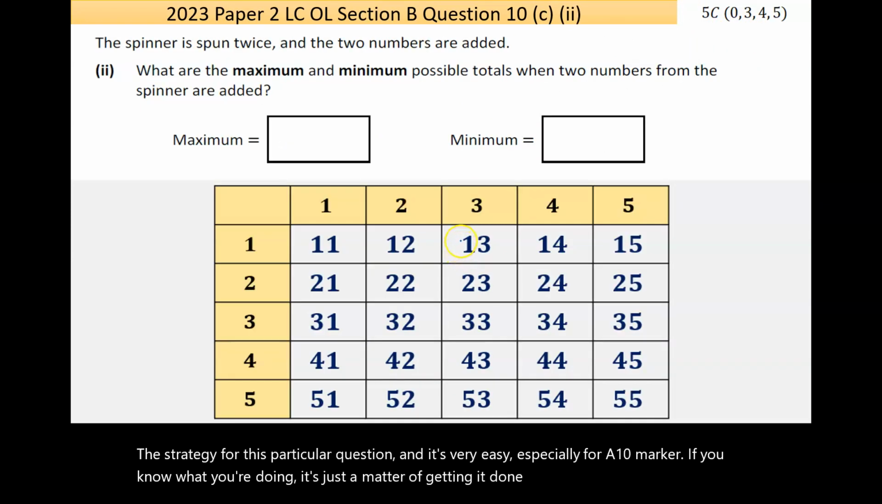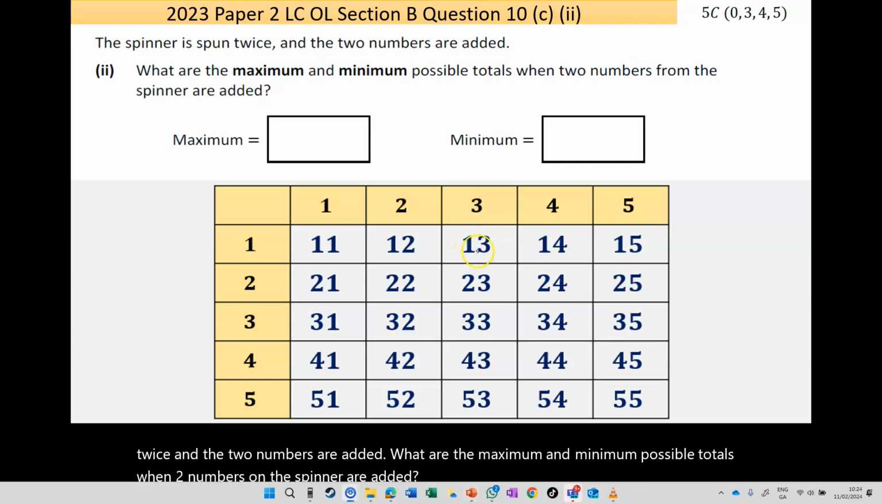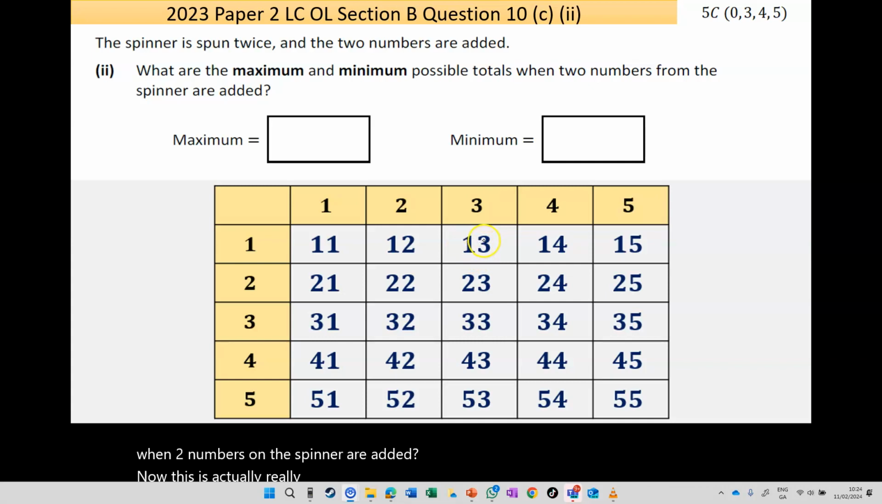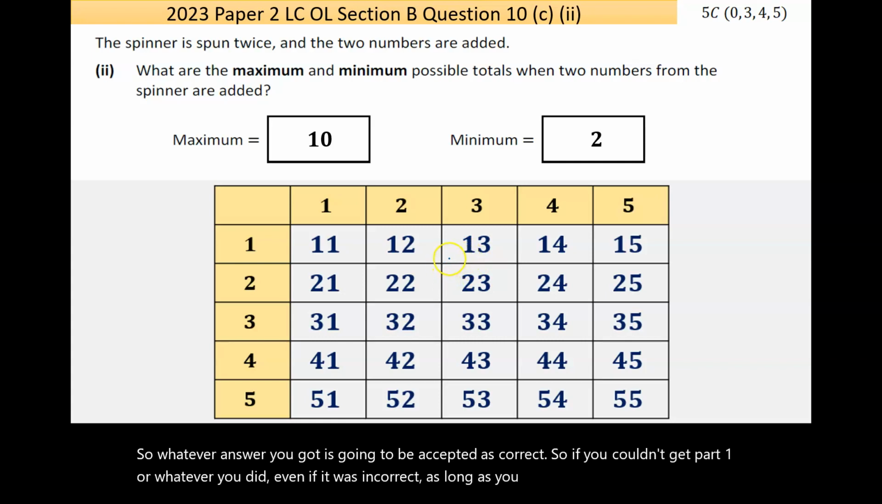Now it says the spinner is spun twice and the two numbers are added. What are the maximum and minimum possible totals when two numbers on the spinner are added. Now, this is actually really easy. Whatever you declared in part one, so whatever answer you got, is going to be accepted as correct. So if you couldn't get part one or whatever you did, even if it was incorrect, as long as you do this next part right, you're gravy.